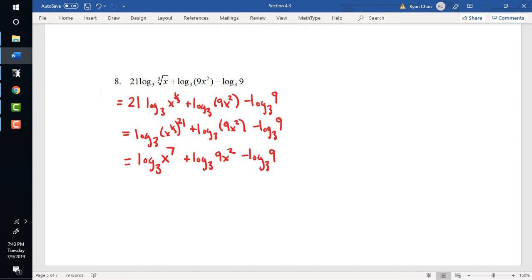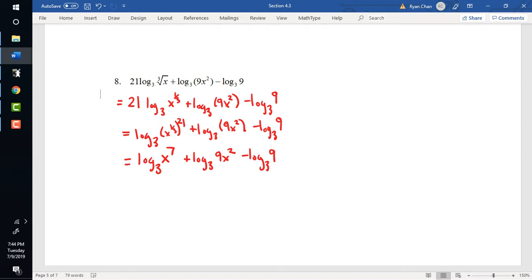Okay, now let's talk about this. What do I do if I have multiple addition and subtraction? Remember when you do PEMDAS or order of operations and you have addition and subtraction, what do you do? You read left to right. So the same thing applies with logarithms.